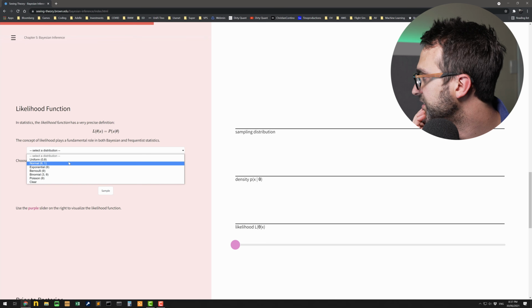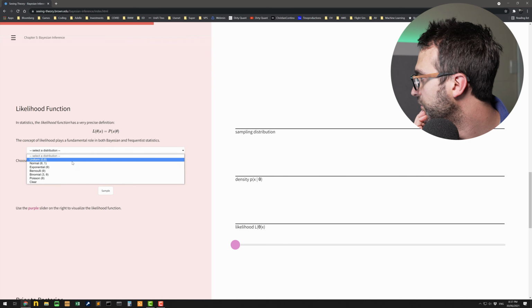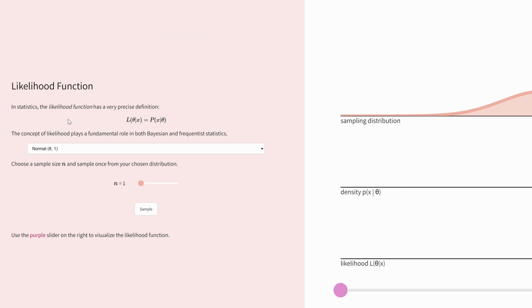So here we've got these. Let's go for the statistic. Likelihood function is a very precise definition. The concept of likelihood plays a fundamental role in both Bayesian and frequentist statistics. The probability of observing that data given these parameters. So what's the likelihood of these parameters? On the left, you've got the likelihood, so what's the probability that these parameters were generated from this data? And then we sort of flip it: the probability that this data was generated by these parameters.